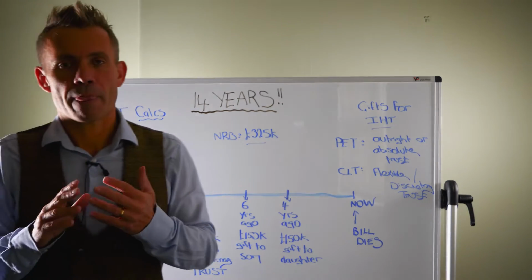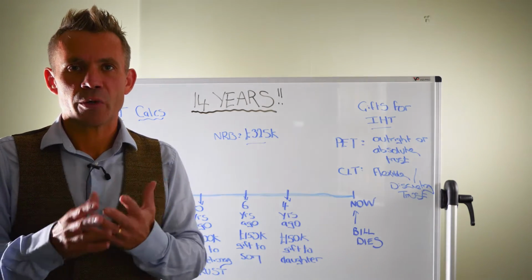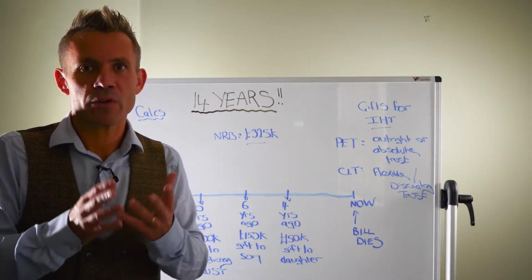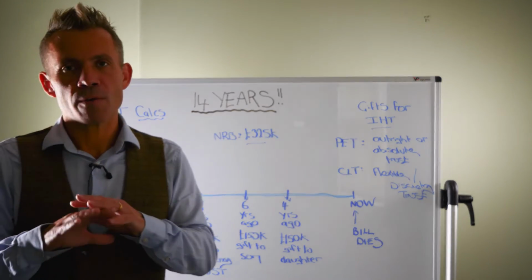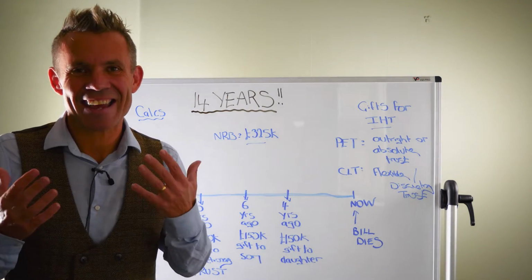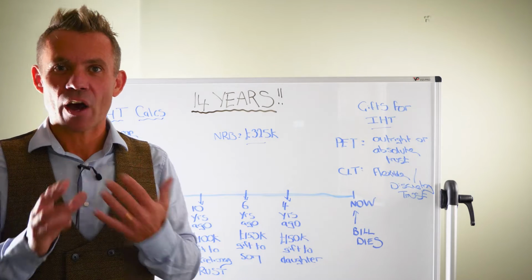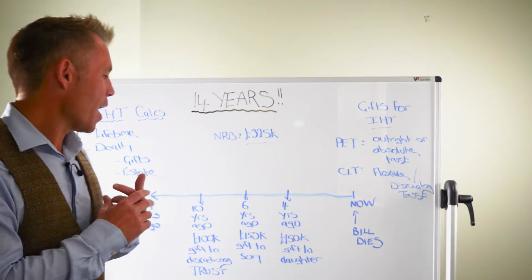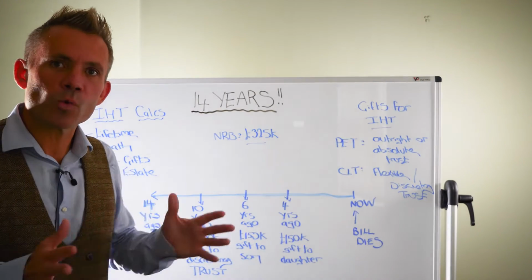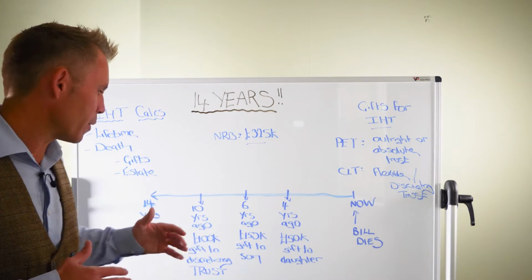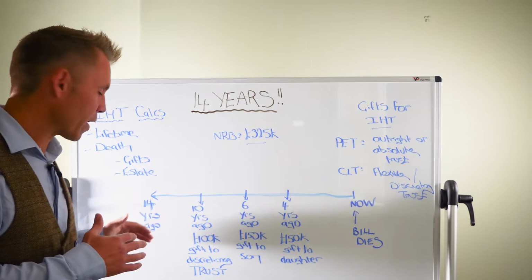Now we have to calculate what inheritance tax is due on those gifts that you've made through your lifetime. The best way of explaining this is an example. We've got a fictitious client called Bill here, and we have to calculate what the inheritance tax might be on all of the gifts that he's made in his lifetime. So we're going to go back 14 years.